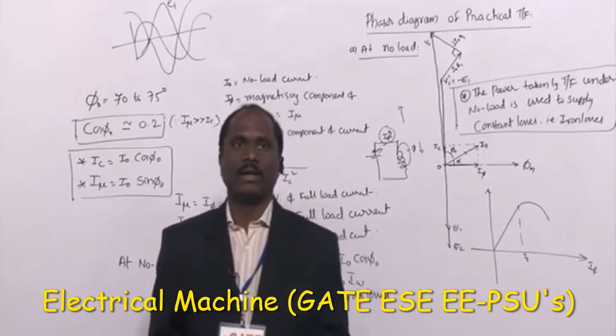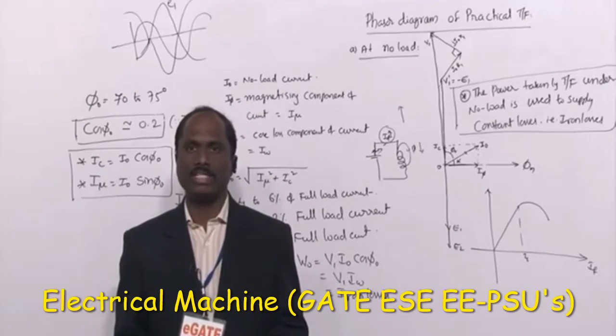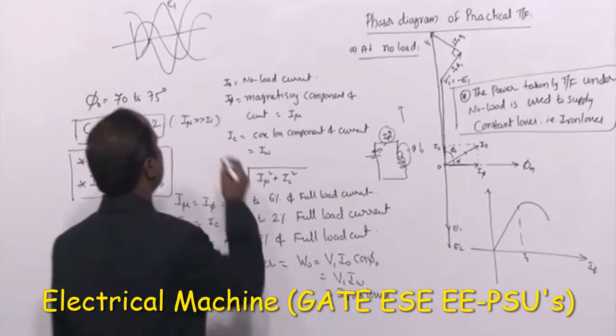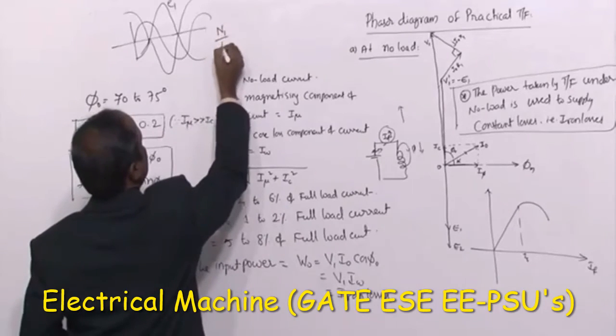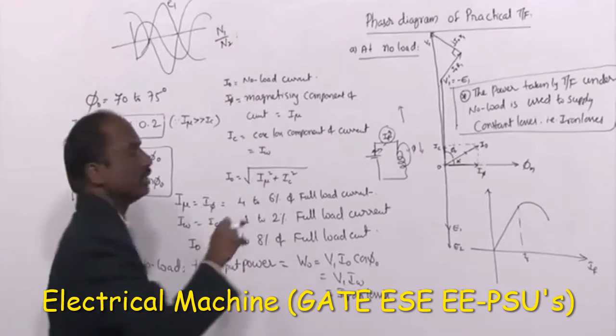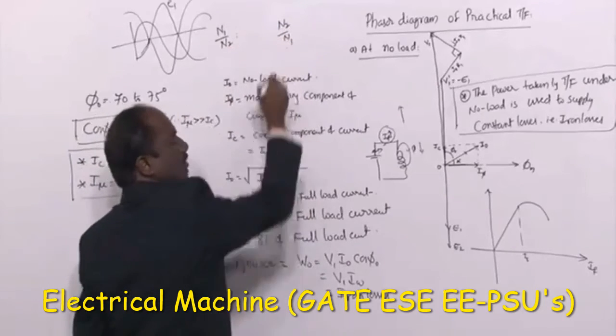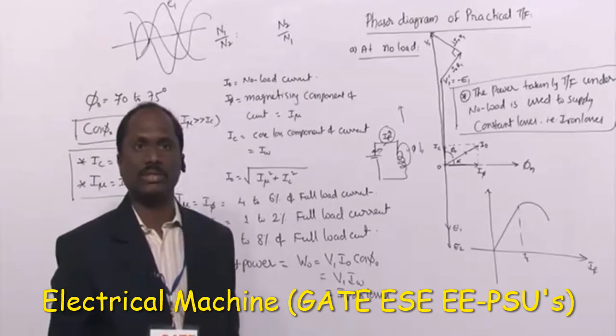Okay, Manoj. Next, Saroj from Navapara. What is the difference between turns ratio and transformation ratio? The turns ratio of the transformer is N1 by N2. The transformation ratio of the transformer is N2 by N1. They are inverses of each other.